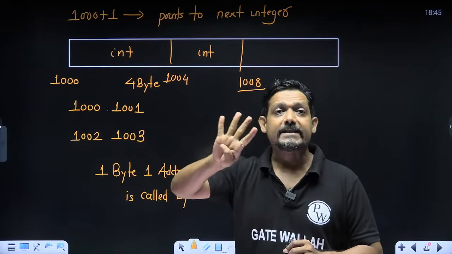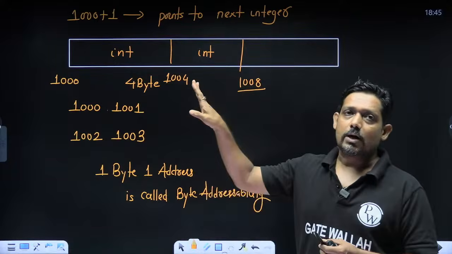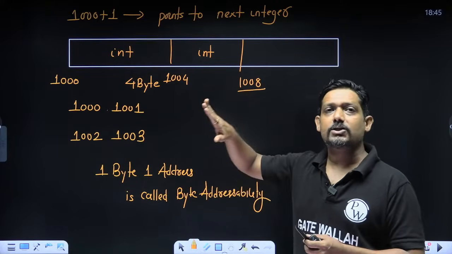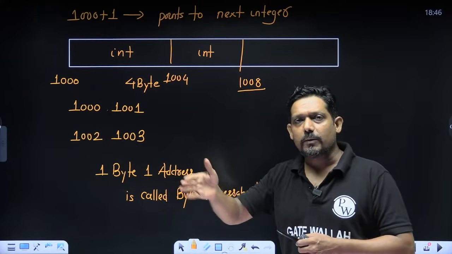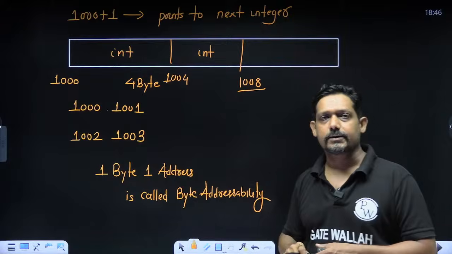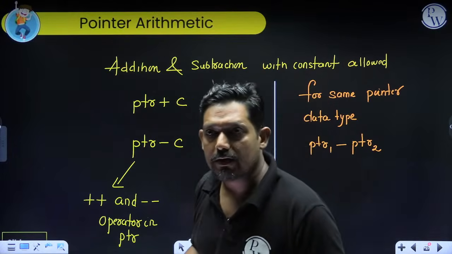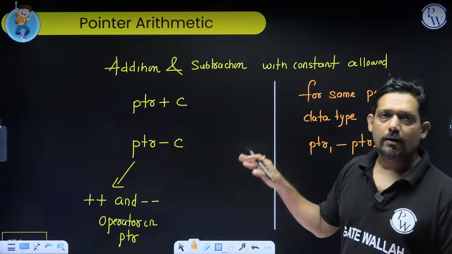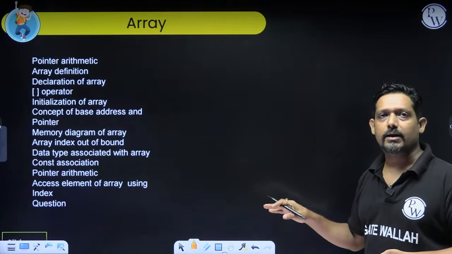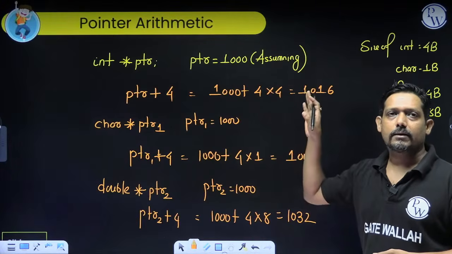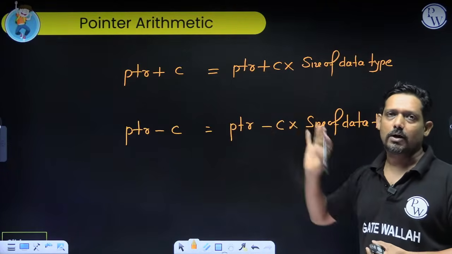So this is the offset. Offset by 4. From 1004 to 1008, again it is offset by 4. So all arrangements of the memory will be at an offset of 4 in this case. This is how pointer arithmetic works, and this is my first concept of the day. I want you to understand in a complete manner that this operation is allowed, and this is how it is done.